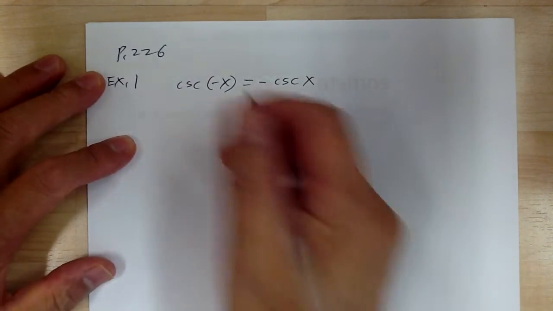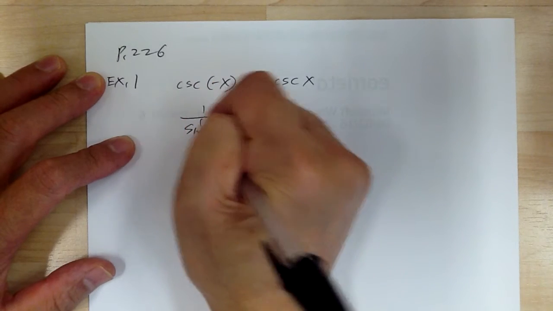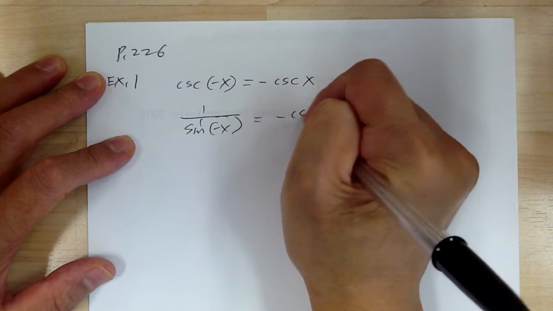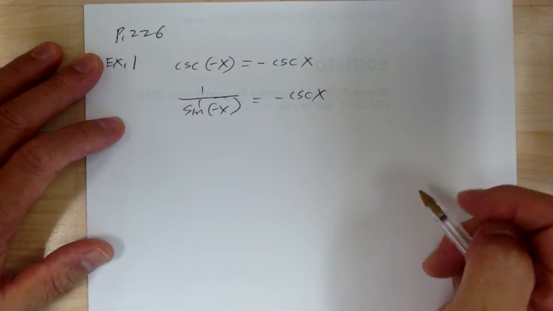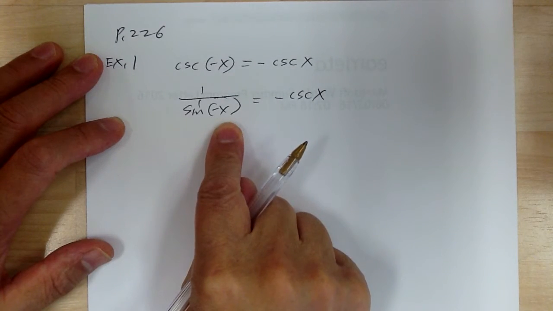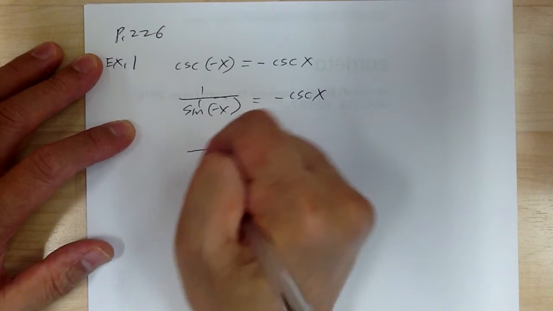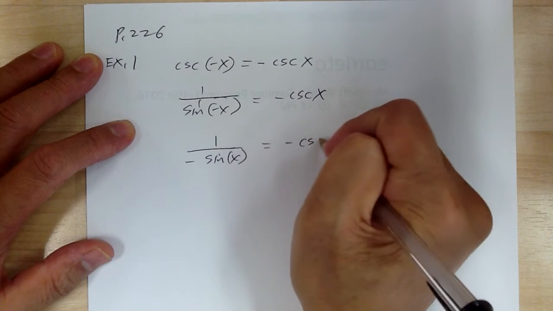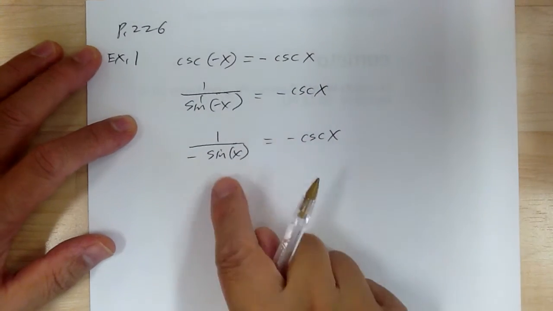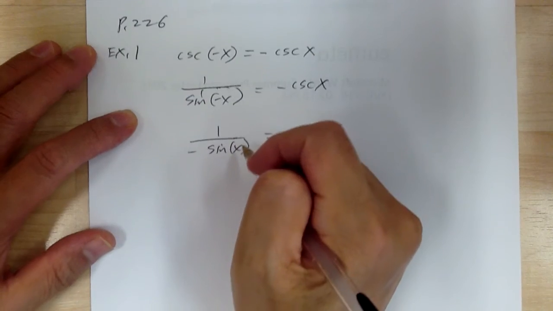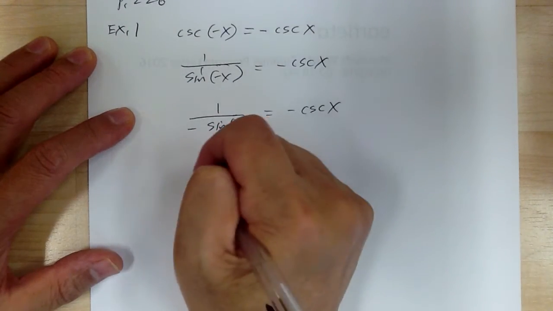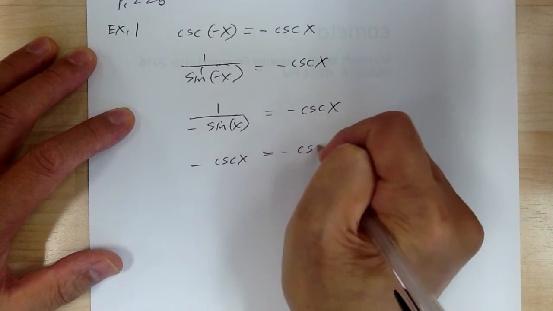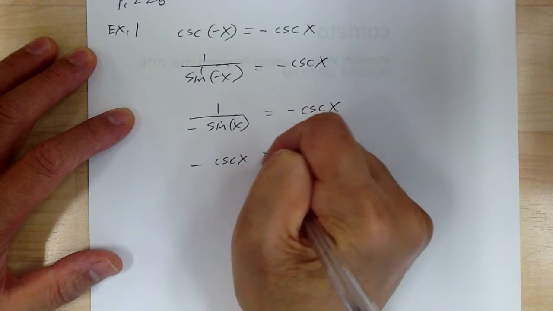So cosecant is equal to 1 over sine. Again, you don't touch the other side. You can only change one side. And sine of negative x is going to be the opposite, so this is equal to 1 over negative sine of x. Then 1 over sine x is equal to cosecant, so this becomes negative cosecant of x equal to negative cosecant of x. And that's how you verify, which means how you prove it.